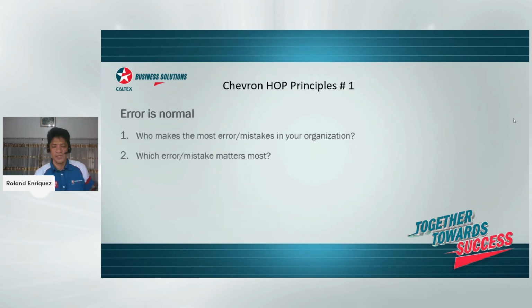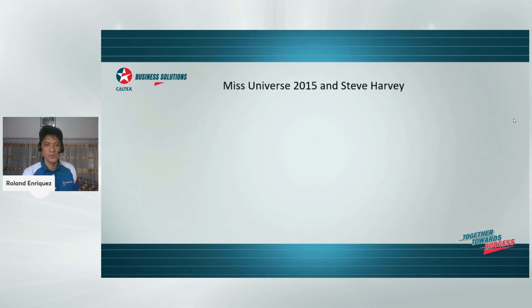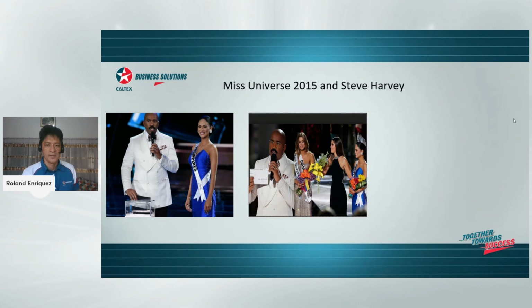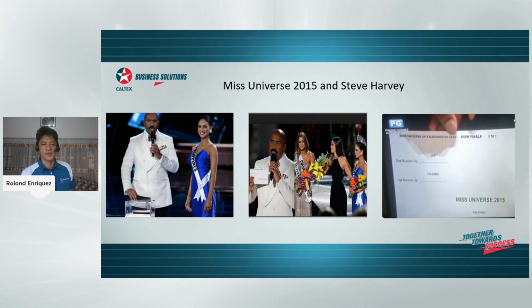Error is normal. My question here: who makes the most errors or mistakes in your organization? And the next question is, which mistakes matter most? Maybe you're familiar with this slide, Miss Universe 2015 and Steve Harvey. What can you say about this one? This is the incident wherein Steve Harvey committed the error of announcing the incorrect Miss Universe. But what I'm saying is even the best and the brightest have the ability to commit mistakes. So it's not limited to the new employee, the new one, or the inexperienced.